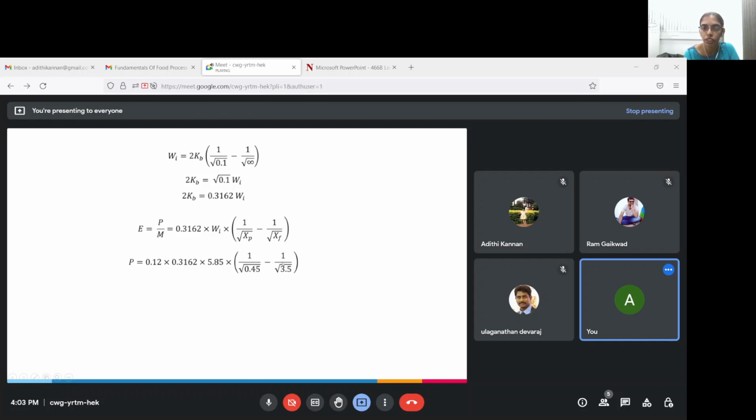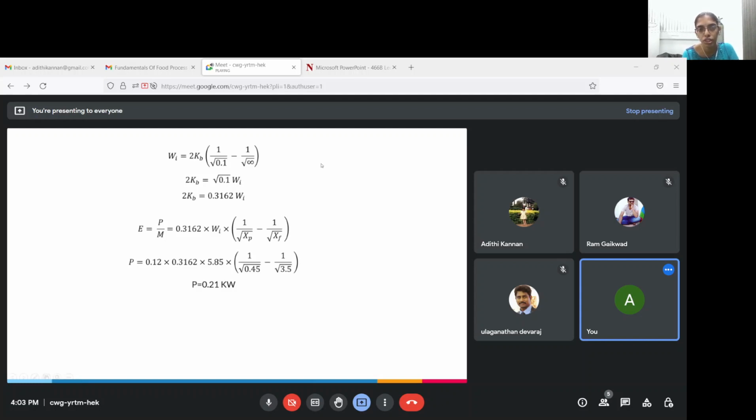So again you will convert it into millimeters, which is 3.5. Note that power is in kilowatt, M is in tons per hour, your XP and XF will be in millimeters. That is when you will get power in kilowatts. So when you substitute these values and find out the answer, power is 0.21 kilowatt.